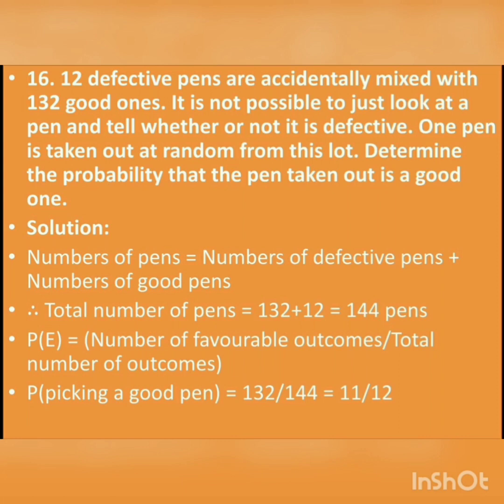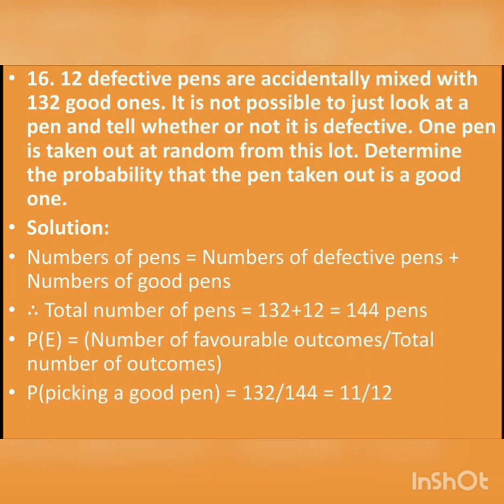Next is question number 16. There are 12 defective pens that are accidentally mixed with 132 good ones. So how many total pens are there? 144. One pen is taken out, find the probability that it will be a good one. There are 132 good pens out of a total of 144, so its probability will be 132 divided by 144. After cutting, we will get 11 by 12.